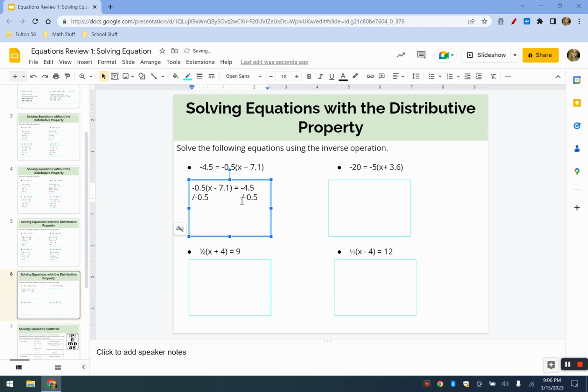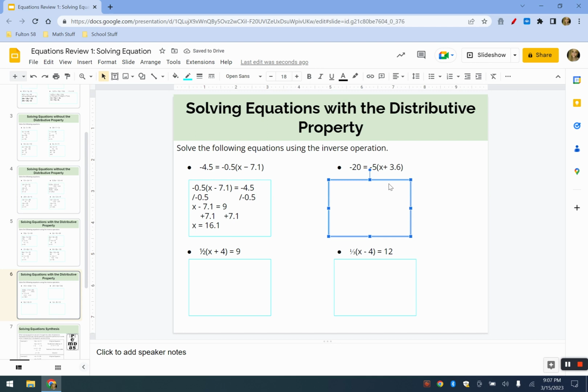Okay, hang on, sorry. And I'm left with x minus 7.1 equals positive 9. Last step is to add 7.1 on both sides. And I get x equals 16.1. Cool.